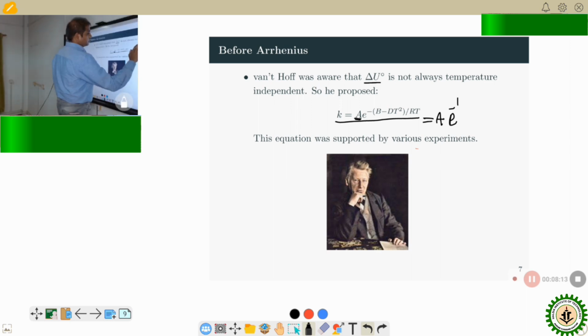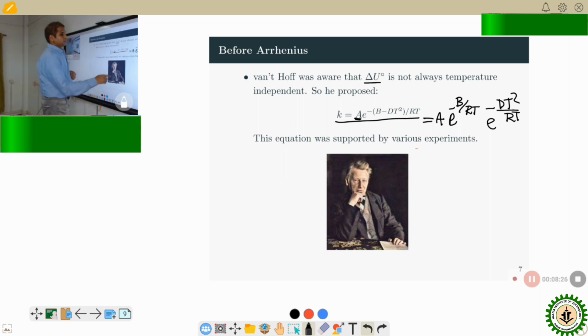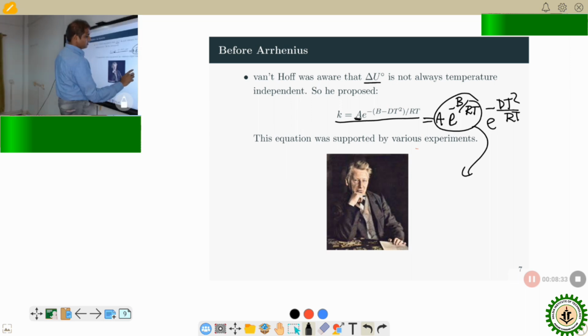Into the power minus b divided by RT into e to the power minus dt square divided by RT. So in this form, this pre-exponential factor over here, we can write it down as A prime, where A prime is equal to A into e to the power minus b divided by RT. So in this case, we can say that this pre-exponential factor also depends on the temperature.